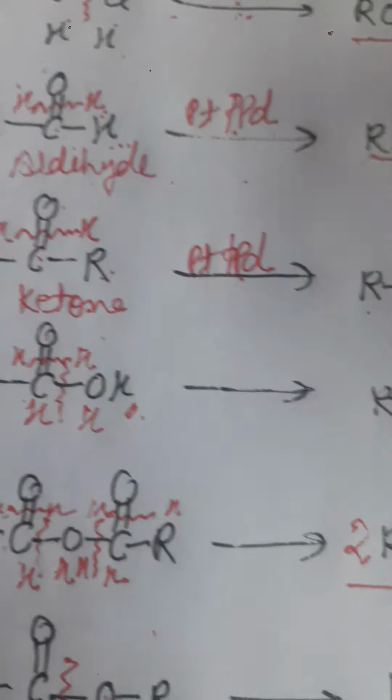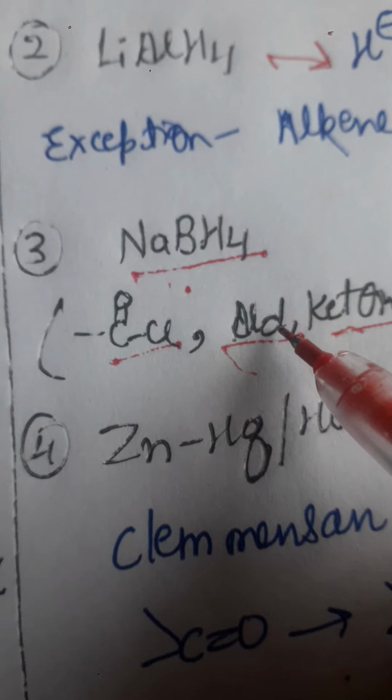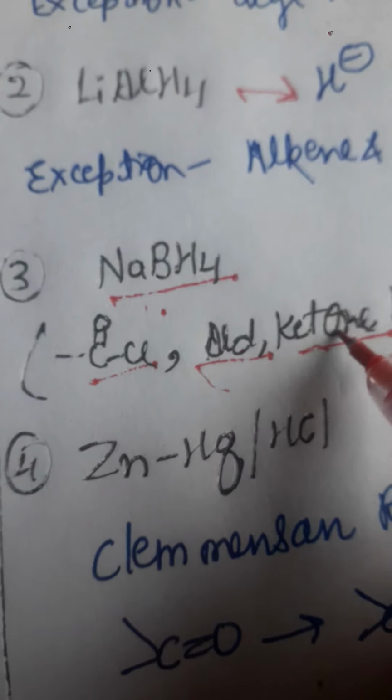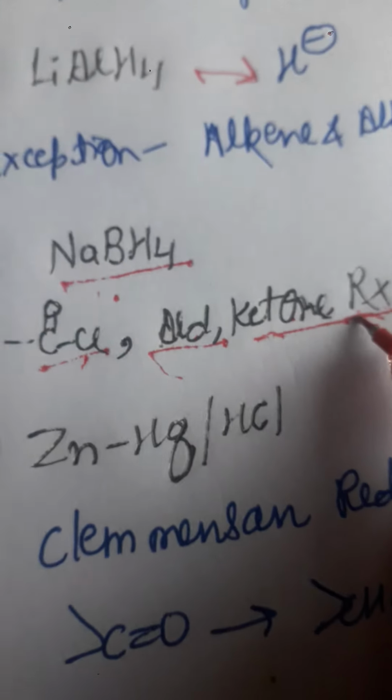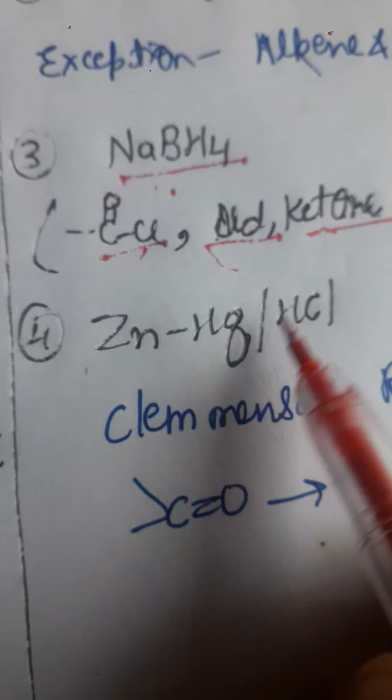The next one is sodium borohydride. This is a very important reducing agent, because it is very much used for acyl chloride, in all the aldehyde compounds, in all the ketone compounds, and in alkyl halide molecules. So we can also write here sodium borohydride. Mainly this sodium borohydride is used for the reduction of aldehyde, ketone, acyl chloride and RX, meaning alkyl halide.